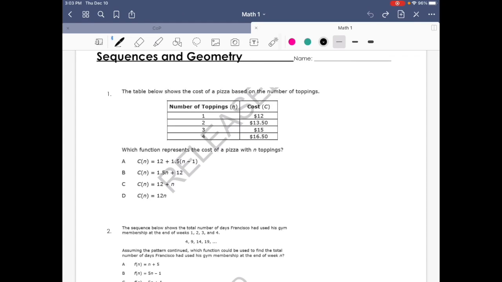Number 1, the table below shows the cost of a pizza based on the number of toppings. Which function represents the cost of the pizza? So I want to remind you about the Dino or Dino method.